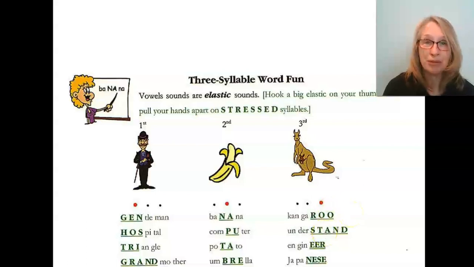There are not many 3-syllable words where the last syllable is stressed. But here we have a couple of them. Say them with me. We'll say each one twice. Kangaroo, kangaroo. Understand, understand. Engineer, engineer. Japanese, Japanese.